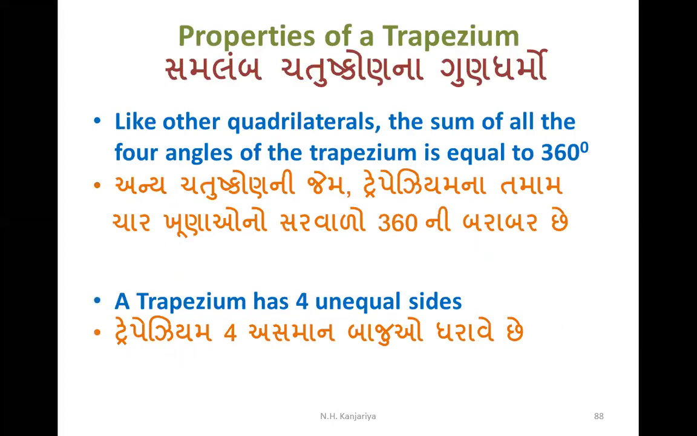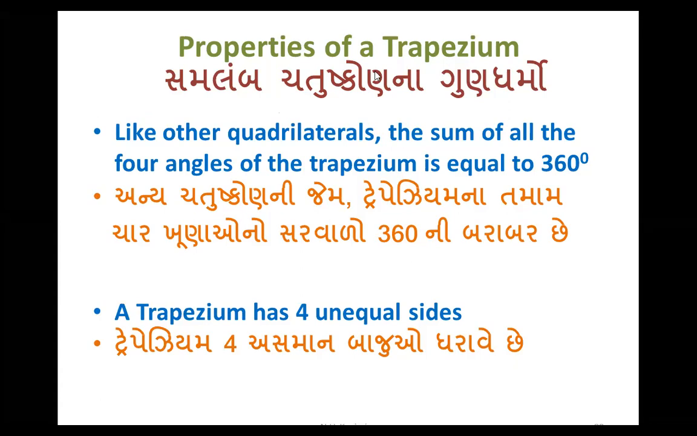Now look at some common properties. The sum of all angles is always 360 degrees. In any quadrilateral you take, the sum of the angles is always 360. Always remember, whichever of the six quadrilaterals it is, the addition of its angles will always be 360 degrees.